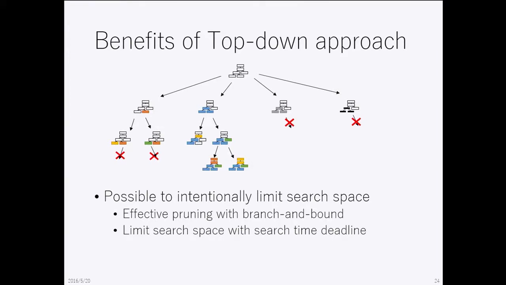So in the top-down search of Volcano, using these transformation rules, possible plan candidates are generated, and Volcano applies these rules recursively to search the possible plans. And in bottom-up search algorithm, all the results are necessary for composing the final result. So it is very difficult to reduce the search space, but in top-down search, it is possible to intentionally limit the search space. For example, a well-known branch and bound algorithm can be used to prune the optimal candidates. Or we can limit the search space by a user-defined optimization time deadline or something like that.